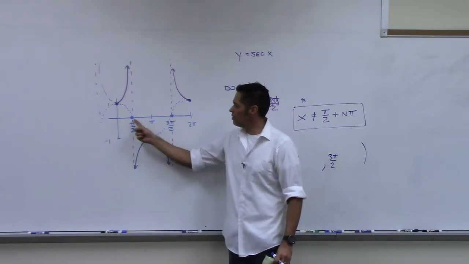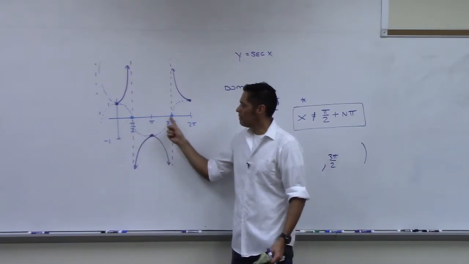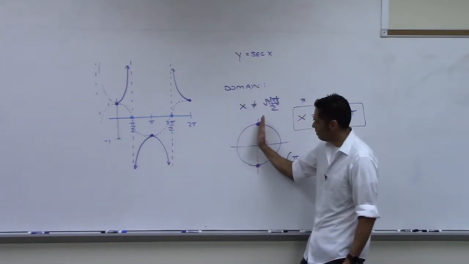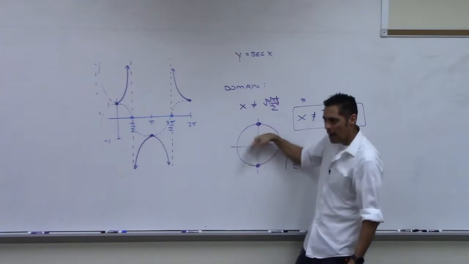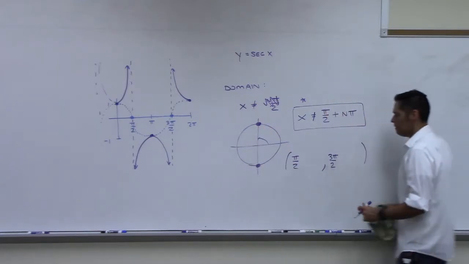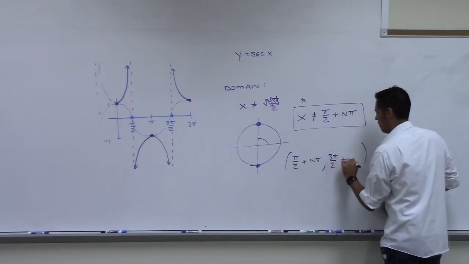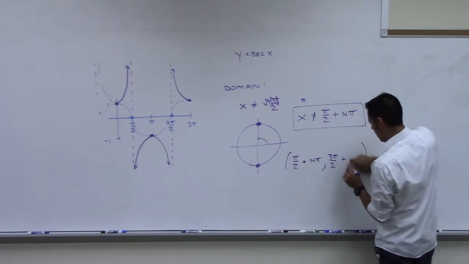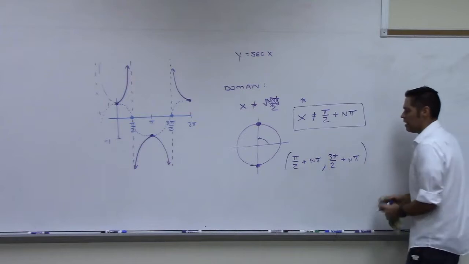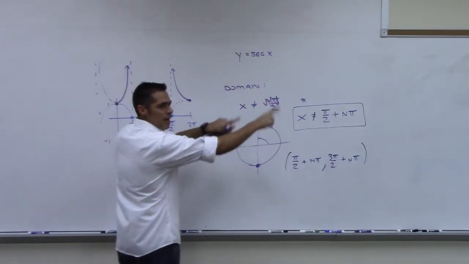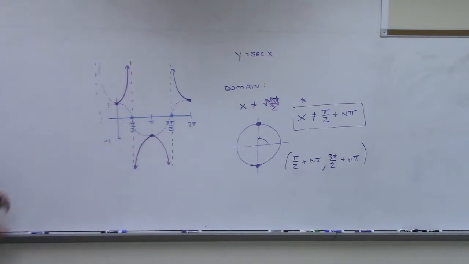Now, how do you know the distance between here and here is pi? Well, you could subtract, but just look at it. This is pi over 2, right? Isn't that 3 pi over 2? Isn't that pi right there? Okay, so plus n pi. So that's going to start you at these 2 points and then just jump you over by pi each time, or jump you backwards by pi each time.